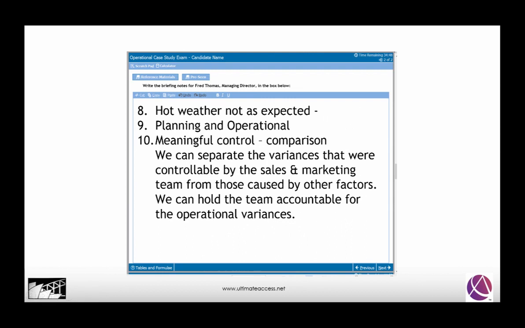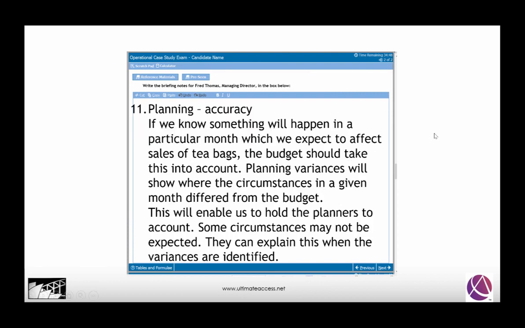Well, no paragraph there because we've already really addressed that. Avoid repetition. You don't earn marks for repetition. Then mentioning the planning and operational, but no further. And then meaningful control. We can separate the variances that were controllable by sales and marketing from those that really are the responsibility of the planning team.